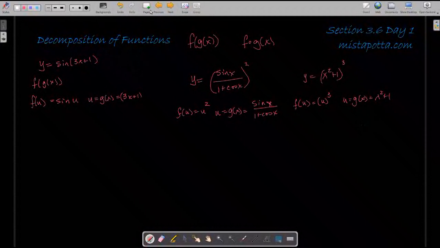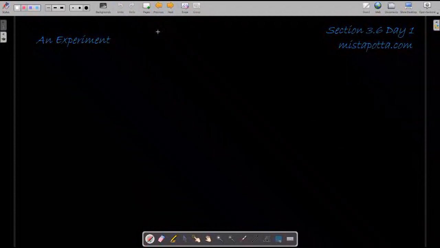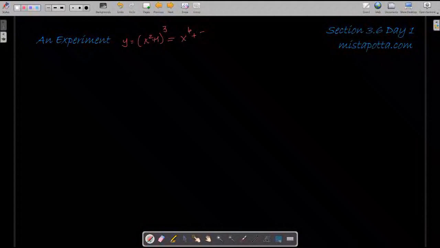So I want to go through one example. The last example we did, where we had y equals the quantity x squared plus 1 cubed. And I want to take a look at the derivative from a couple of standpoints. The first standpoint that I want to look at is if I was to expand this by multiplying this binomial times itself 3 times. And if I did that, I would end up with x to the 6th plus 3x to the 4th plus 3x squared plus 1.